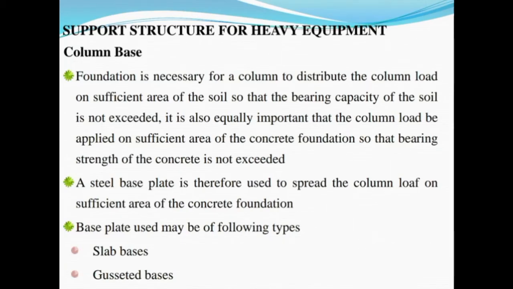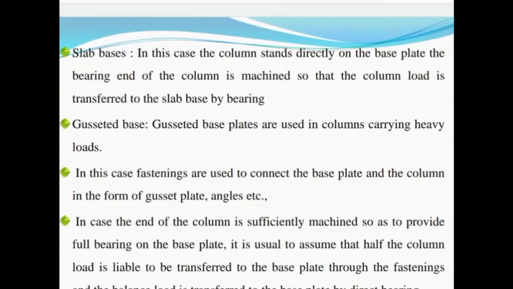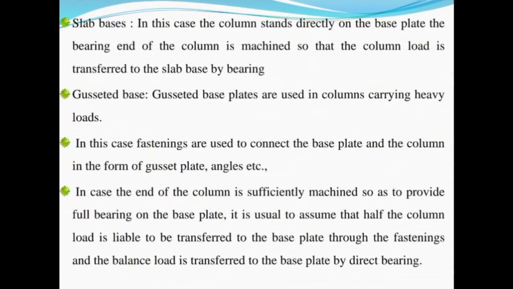Next, a steel base plate is used to spread the column load on a sufficient area of the concrete foundation. These base plates are of the following types: slab bases and gusseted bases. Speaking about slab bases, in this case the column stands directly on the base plate, so the end of the column is machined, and the column load is transferred to the slab by bearing.